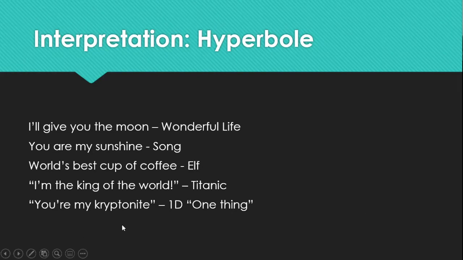Okay. Well, what is kryptonite to Superman? It's the one thing that makes him lose his powers. Okay. Well, that's a bad thing. Every time kryptonite comes on the scene for Superman, bad things happen because he can't help anyone. So how do you call someone kryptonite in a love song? That sounds like a negative thing. But again, it's hyperbole, it's metaphor, it's all kinds of literary things at once.